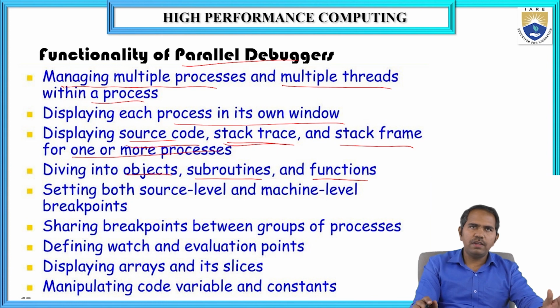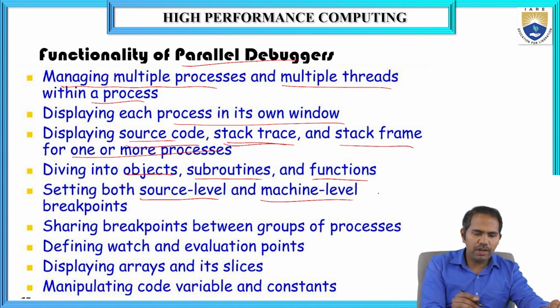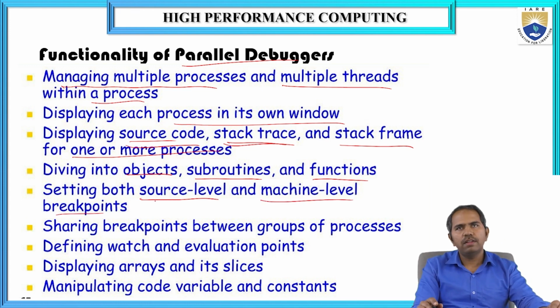It has to support setting both source-level and machine-level breakpoints. From the source point and also at the machine level, we can set a breakpoint. And sharing breakpoints between groups of processes: the first group, the second group, the third, a breakpoint is maintained between the groups of processes.